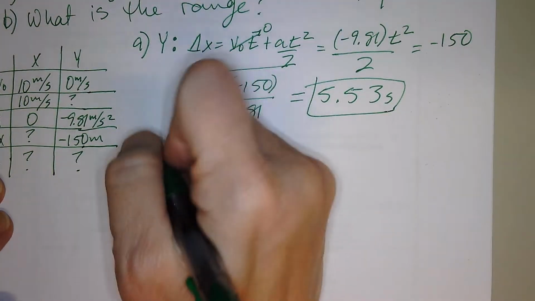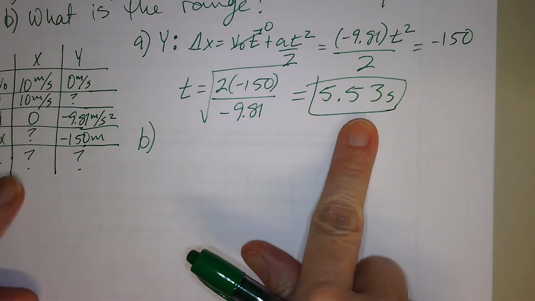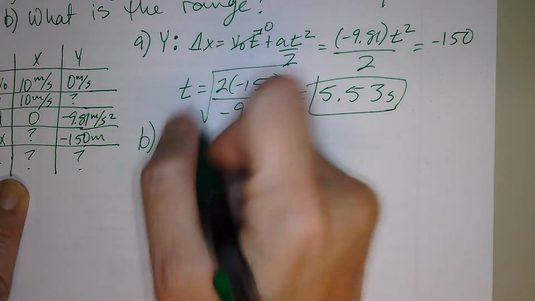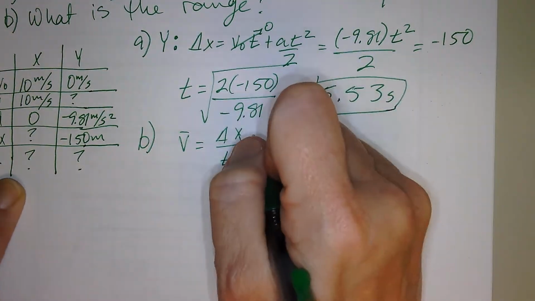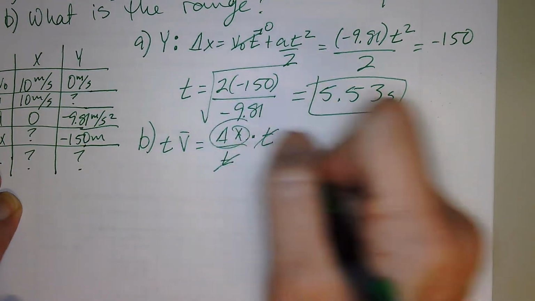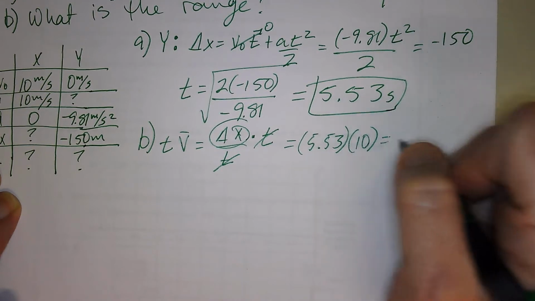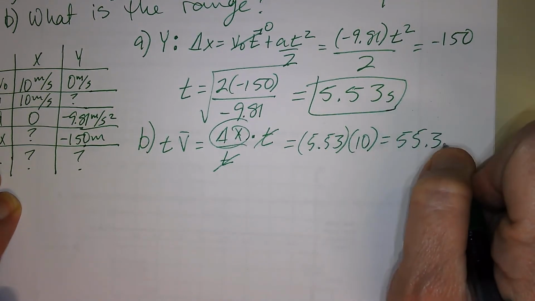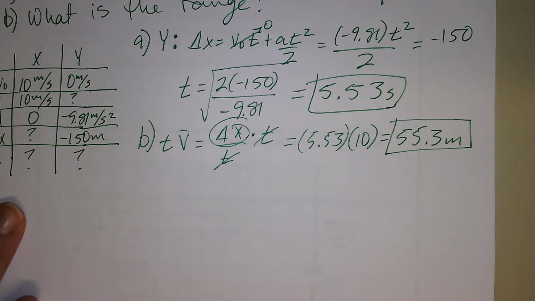Part B, I want to know the range. So now that I know the time, and it's going at constant velocity, velocity equals displacement over time. So I just multiply both sides by time, and it gives me my displacement. So 5.53 times 10 is 55.3 meters. So that's my range, that's my displacement in the X direction, that's my range, okay?